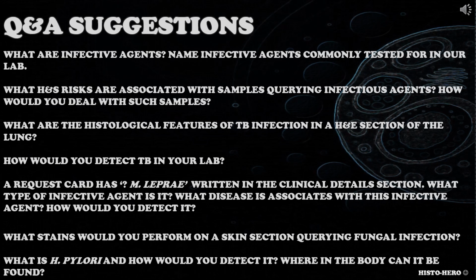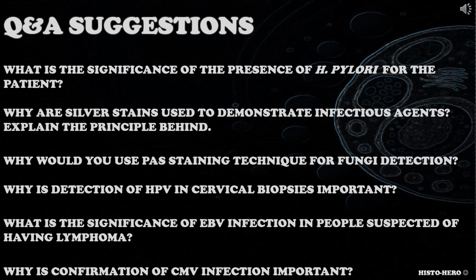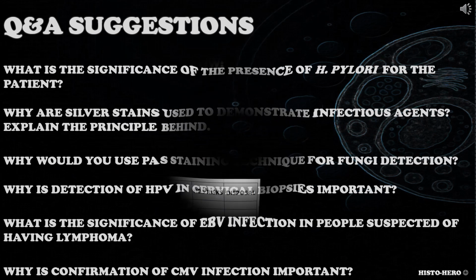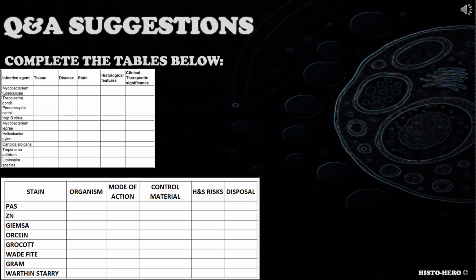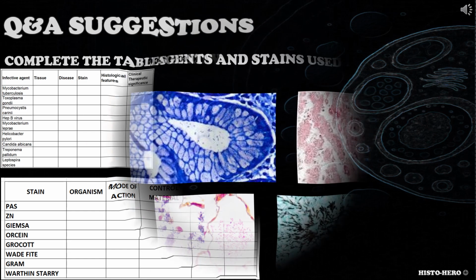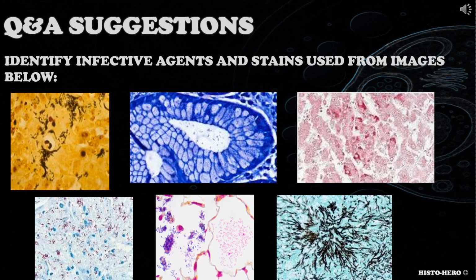These are some example questions you could give your candidate to test their knowledge and skills about this subsection. These should be based around the knowledge and skill requirements mentioned earlier. These are some more example questions you can ask your candidate to complete, to test their knowledge and skills about this subsection. You could ask the candidate to complete tables you created, based on knowledge requirements. You could ask them to identify infective agents and demonstration methods from digital images of your in-house demonstration methods.